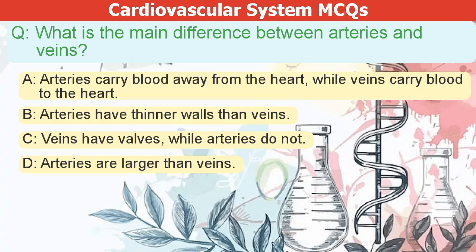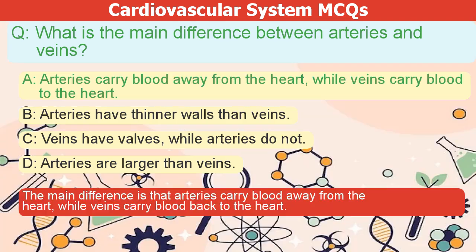A. Arteries carry blood away from the heart, while veins carry blood to the heart. B. Arteries have thinner walls than veins. C. Veins have valves, while arteries do not. D. Arteries are larger than veins. The correct answer is A. The main difference is that arteries carry blood away from the heart, while veins carry blood back to the heart.